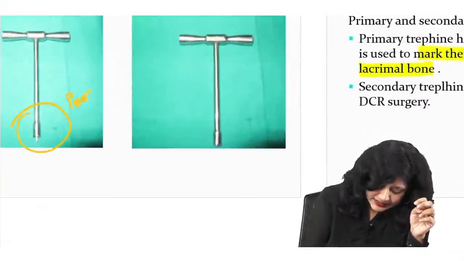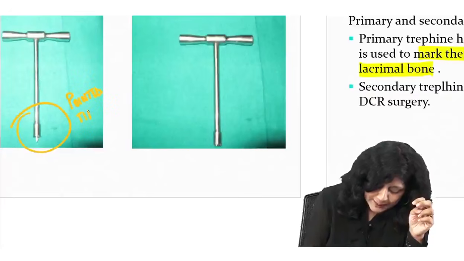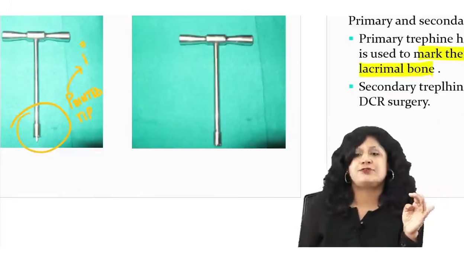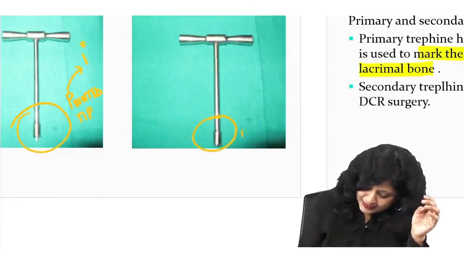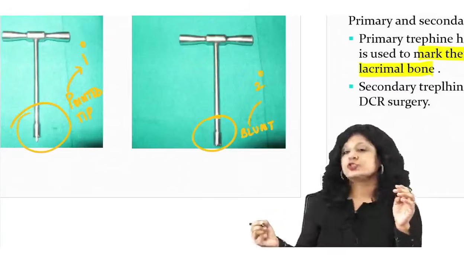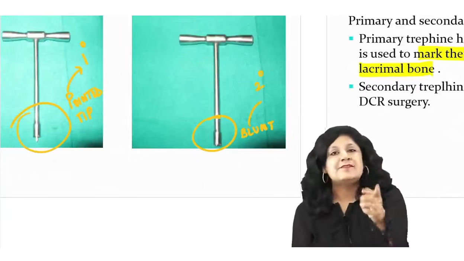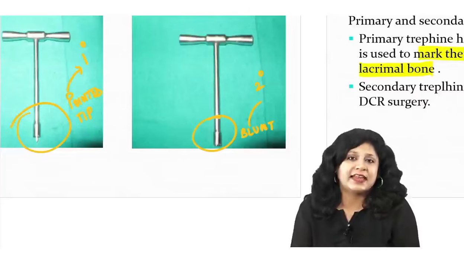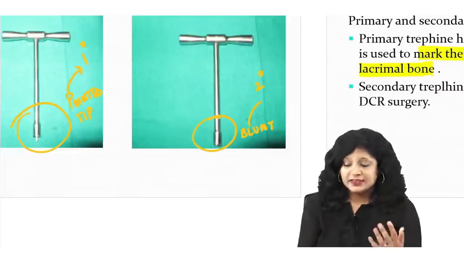So how will you remember? P for P, pointed tip is the primary trephine, and the one having the blunt end, this is your secondary trephine. So the moment you remember that P for P, pointed, is primary, you can already know that the secondary is with the blunt. Now what are the uses?